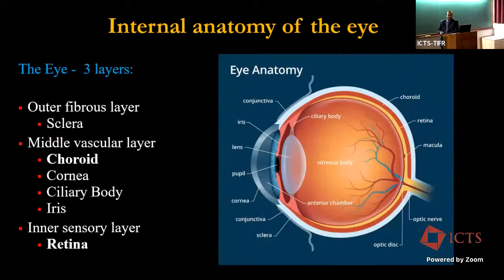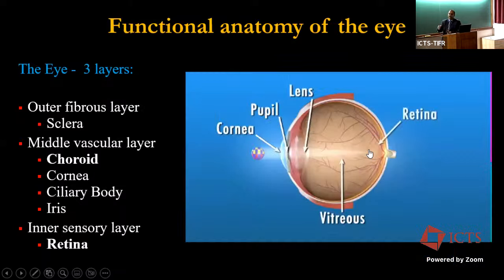So the preamble first, just internal anatomy of the eye. The eye has three layers. There's this outer fibrous layer called the sclera. Then you have the choroid, which is the middle vascular layer, at the back of the eye, and it continues anteriorly in the front as the ciliary body and the iris. And you have the cornea too. And the inner sensory layer, neural layer, which is the retina. And when we see objects, light from these objects goes through the refracting elements, the cornea, the lens, pupil, through a transparent gel, the vitreous, and focuses on the retina.